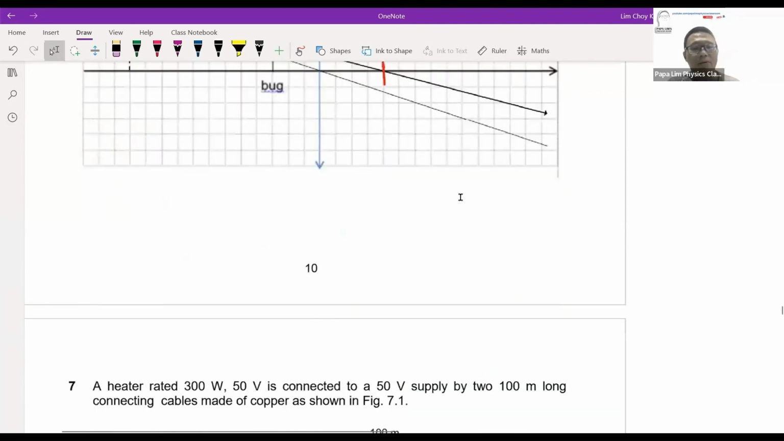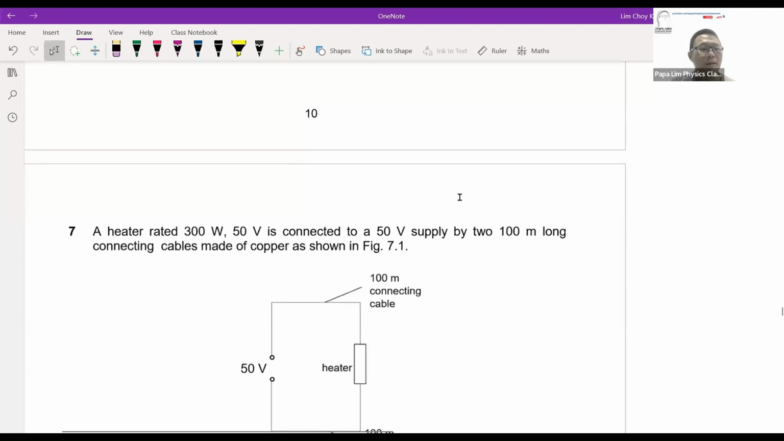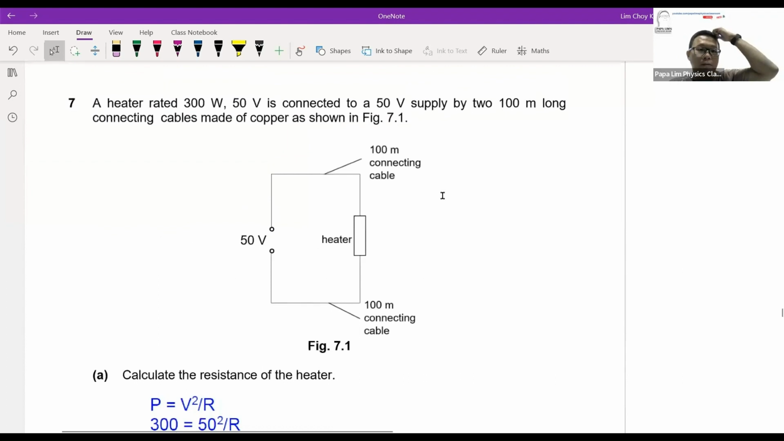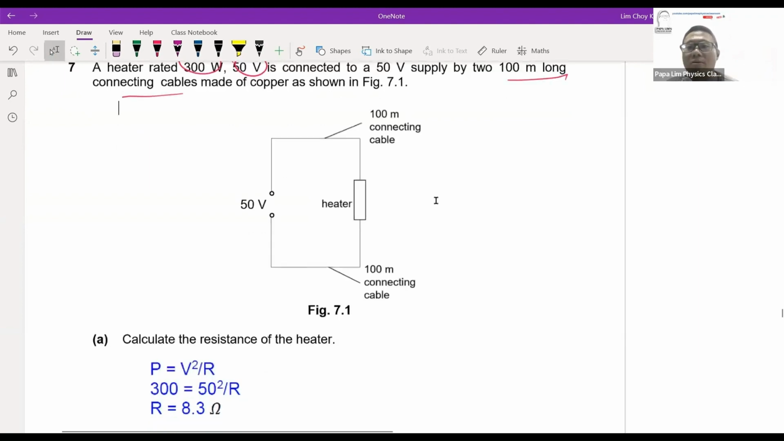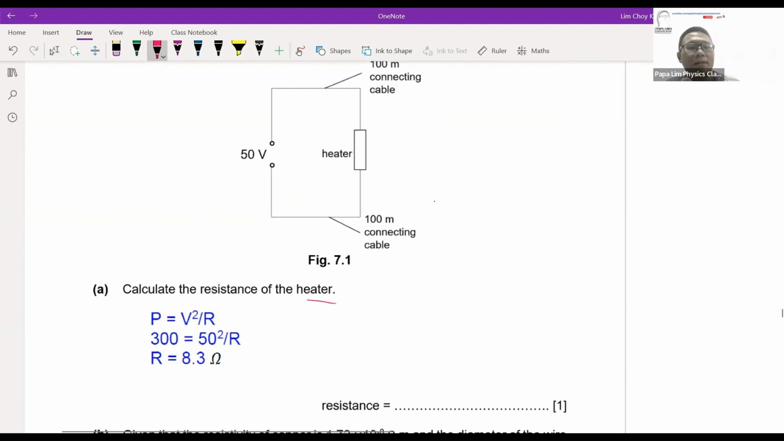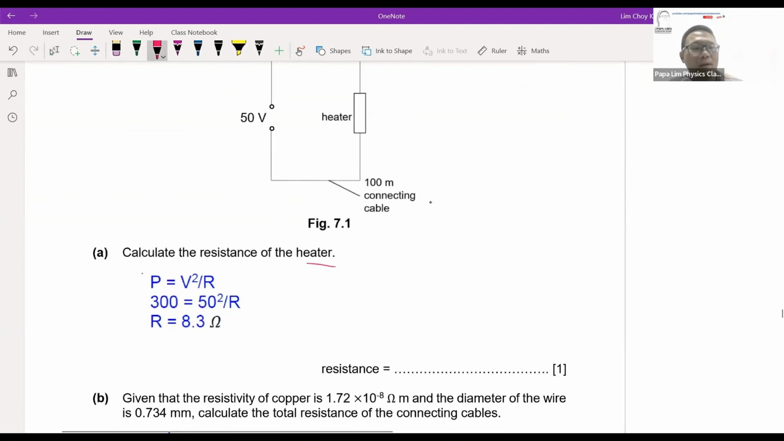Now, question 7 is a circuit question. Take a look. The heater is rated 50 volts, 300 watts, with a 100-meter long cable, so 2 times 100-meter long. What is the resistance of the cable? The rating is 300 watts. I would say this is a simple plug and play with all the standard formulas.